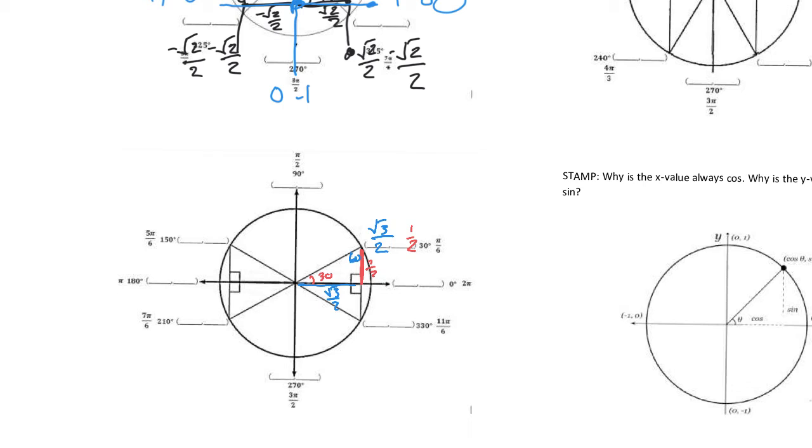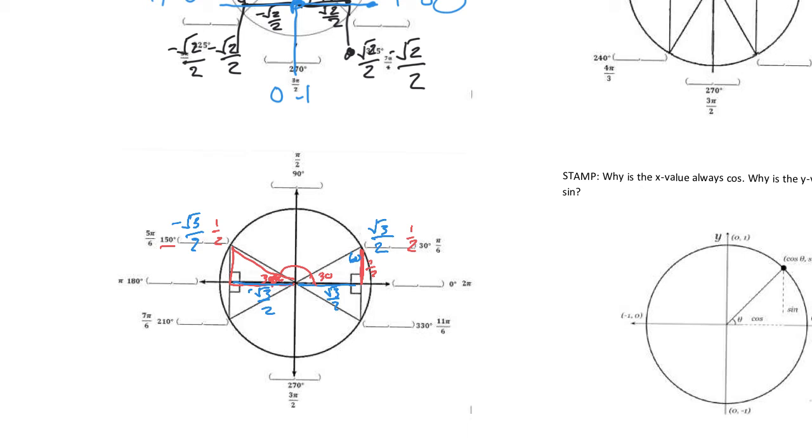Then if I go to quadrant number 2 at a 150-degree angle, so it's 150, that means there's 30 left. So it's just another 30, 60, 90 triangle. So it's up 1/2, but it's left square root of 3 over 2. So this is negative because I'm going left.